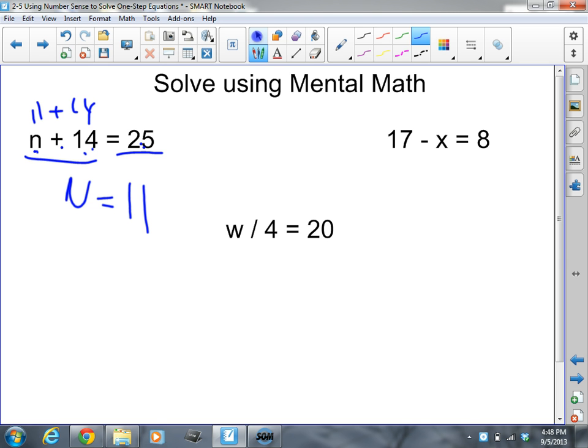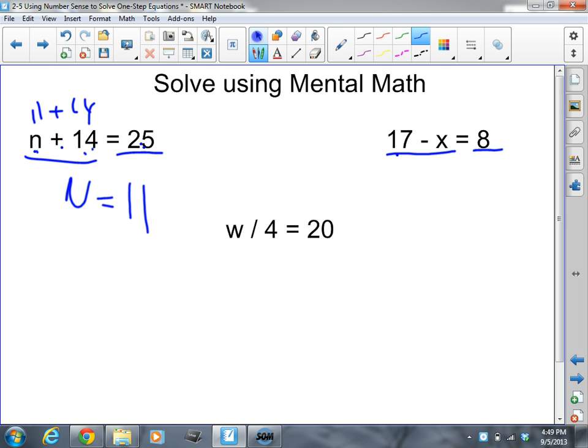All right, let's do this one over here. 17 minus x equals 8. So I want this side and this side equal. So what can I do? Let's just start with our numbers. Let's have 5. 17 minus 5 is 12. So I need a bigger number.